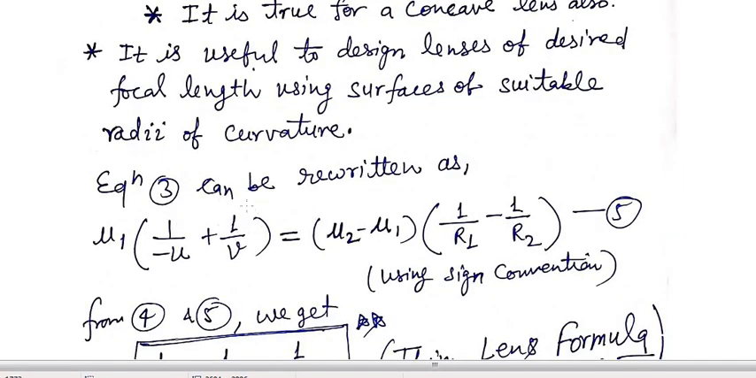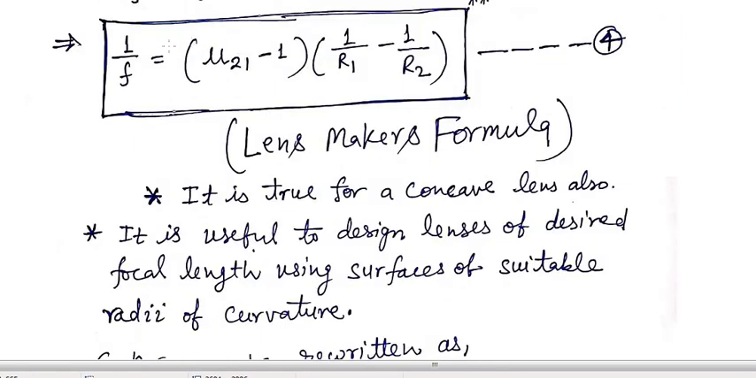From equation number 3, go back to equation number 3, and if you consider the object distance u and image distance v, we can write mu1 times within the bracket minus 1 upon u plus 1 upon v equal to mu2 minus mu1 times 1 upon r1 minus 1 upon r2. This equation comes from equation number 3 if the object distance is considered as u and the image distance as v. Now again observe equation number 4.